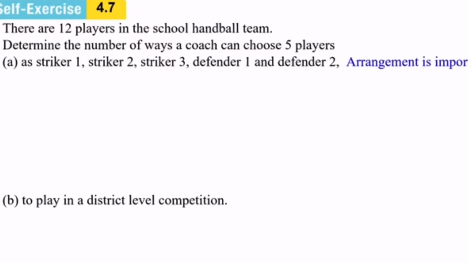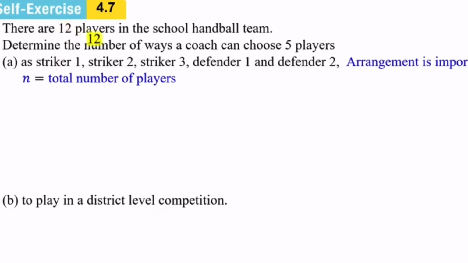Hello students, let's do the self exercise 4.7. This is your homework for today. There are 12 players in the school handball team. So that means the total number of players you have is 12. Determine the number of ways a coach can choose 5 players.